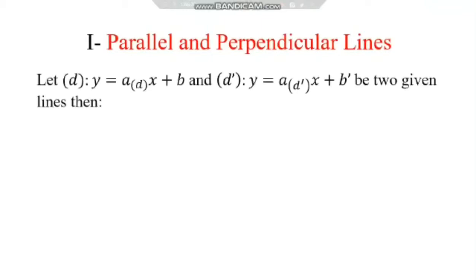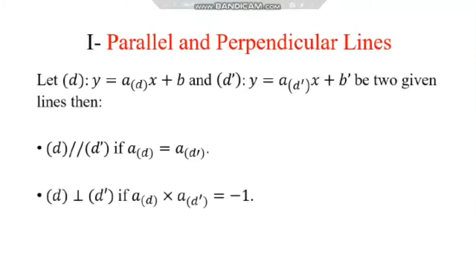So let D of equation y equal ax plus b and D prime of equation y equal a prime x plus b prime be two given lines. First, D is parallel to D prime if the slope of D is equal to the slope of D prime. When two lines have equal slopes, they are parallel.